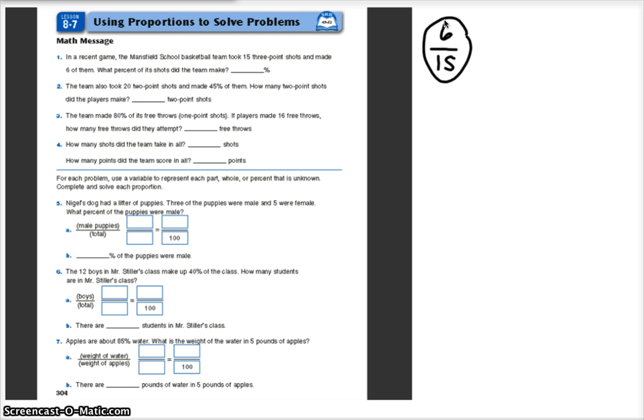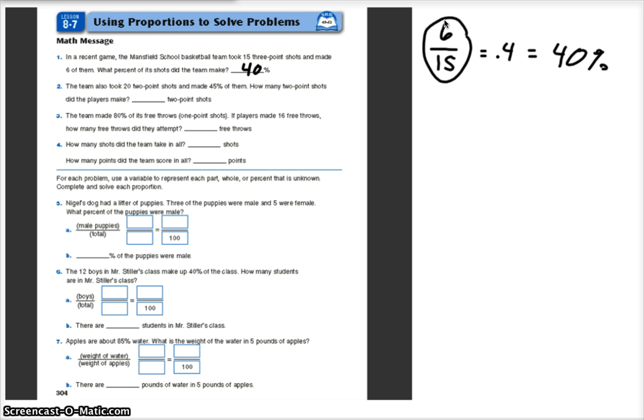Well, you can just easily type it into your calculator just like you see it. That means 6 divided by 15 equals 0.4. And what is that as a percent? That's going to equal 40%. Alright? So they made 40% of their three-pointers. Okay? So just look at the wording. Number 2, the wording is different.